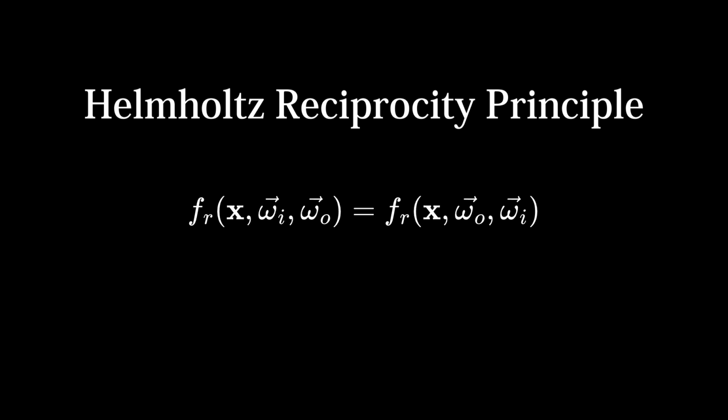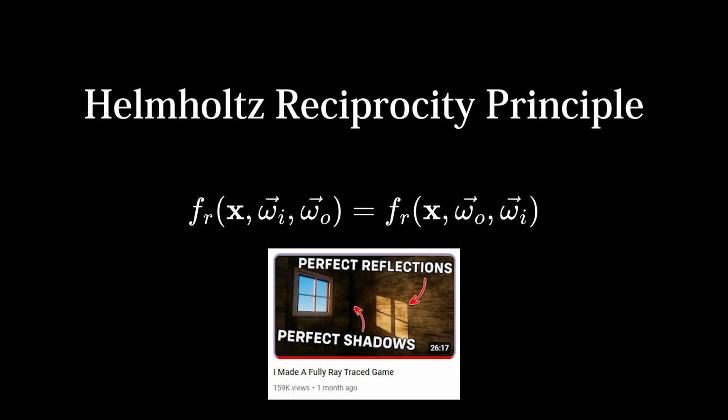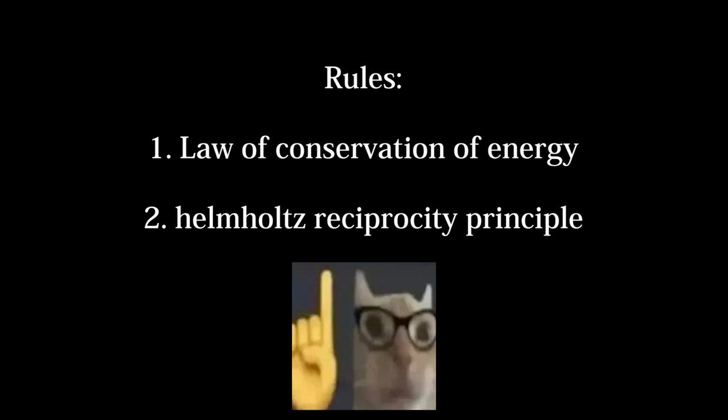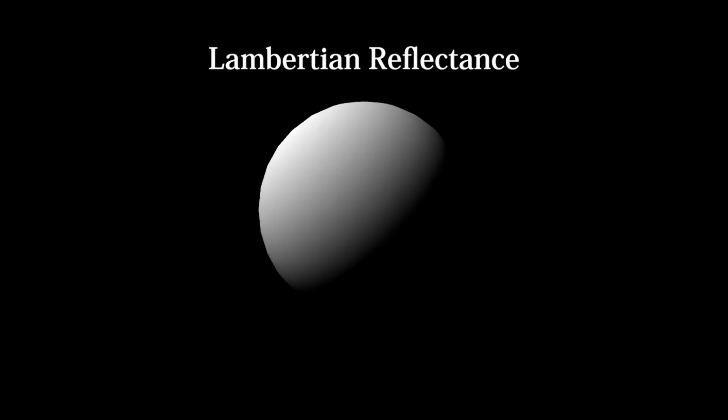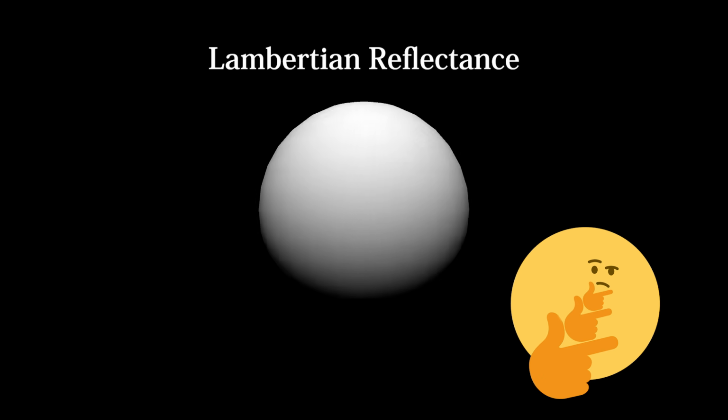This is known as the Helmholtz reciprocity principle, which I explained in my last video. These two rules are what we'll check against when verifying our rendering equation solutions. So let's start with the simplest BRDF in the industry. Earlier, I mentioned lambertian reflectance, but what does that actually mean?